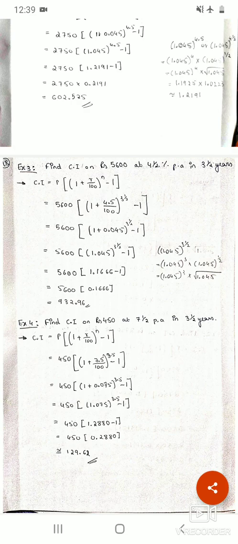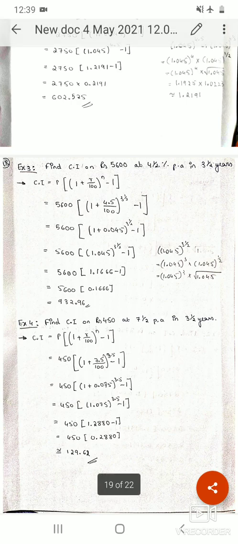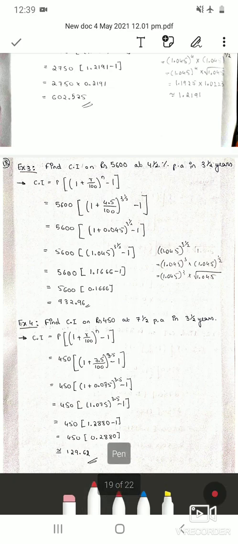The fourth problem is: find compound interest on rupees 450 at 7.5% per annum in 3.5 years. So, a pretty straightforward question. First we'll write the formula of compound interest, which is P into (1 plus R by 100) whole raised to n, minus 1. So we'll substitute whatever is given: P is 450, rate of interest is 7.5, and years is 3.5.